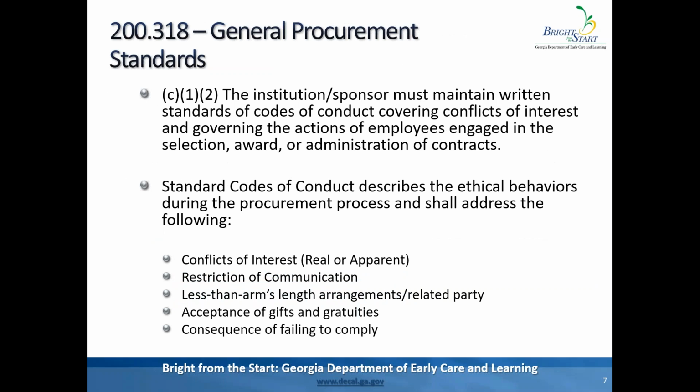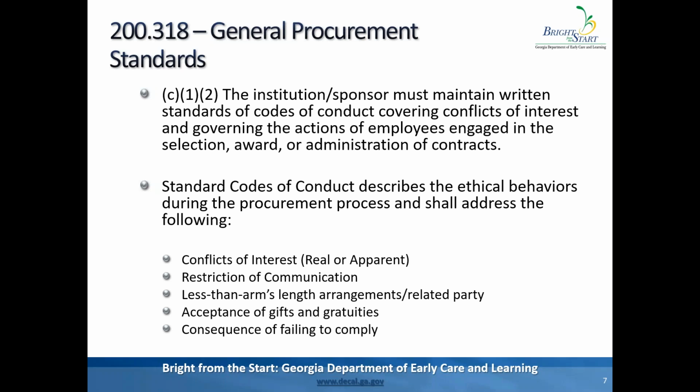Next, the institution or sponsor must maintain written standards of conduct governing conflicts of interest and governing the actions of employees engaged in the selection, award, or administration of contracts. So the standard code of conduct describes the ethical behaviors during the procurement process and shall address the following: conflicts of interest, whether they are real or apparent; restriction of communication, this would be who you may be in contact with during the procurement process; less than arm's length arrangements or related parties.